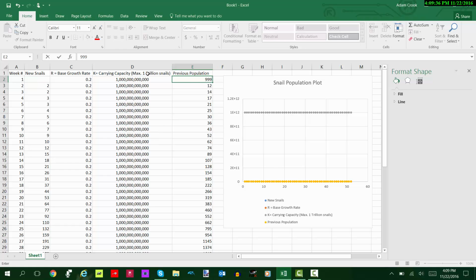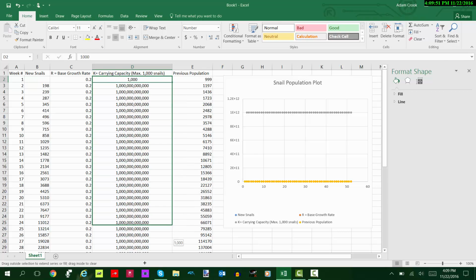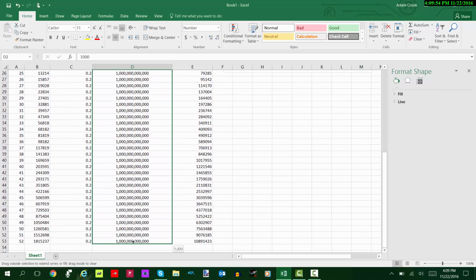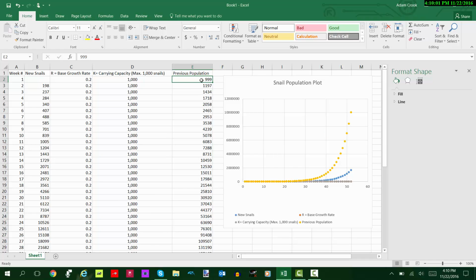Now we had a fun trillion. So we need to go back to 1,000. We've had our fun with 1 trillion, I think. So 1,000. Now you gotta change that all again, all the way back down. There we go. So we had initial population of 999. Is that the new stuff? Okay, that's the new stuff.